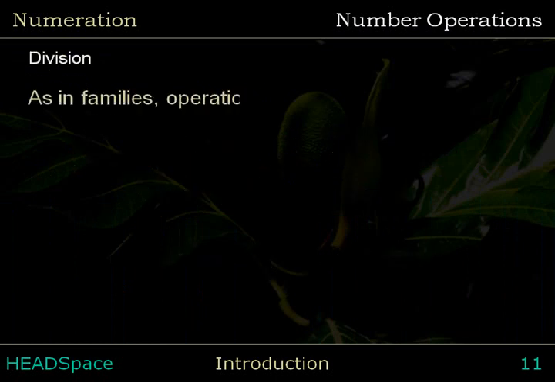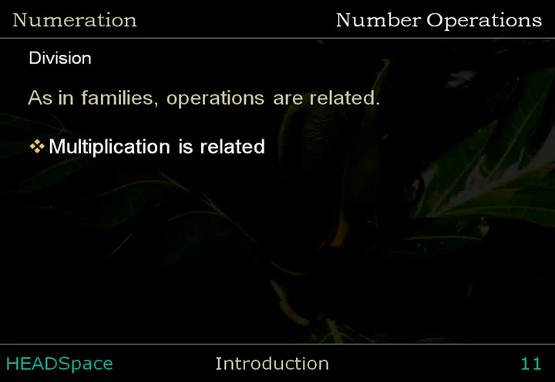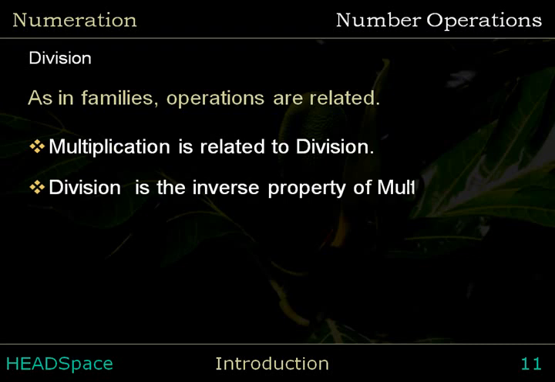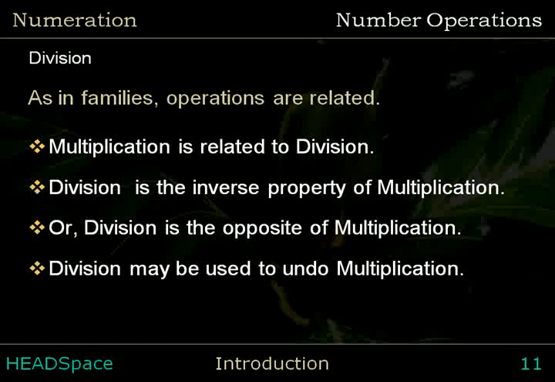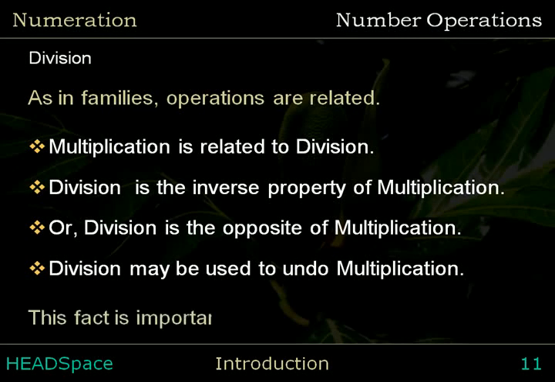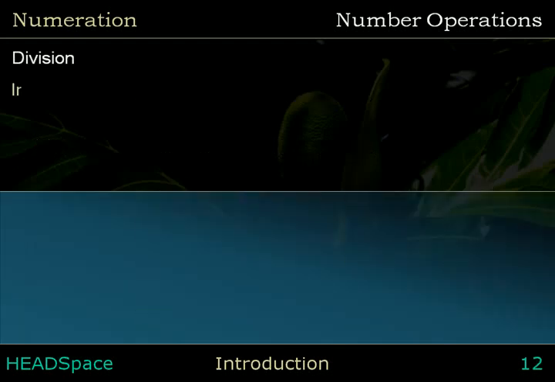Division. As in families, operations are related. Multiplication is related to division. Division is the inverse property of multiplication. Or, division is the opposite of multiplication. Division may be used to undo multiplication. This fact is important in problem solving.